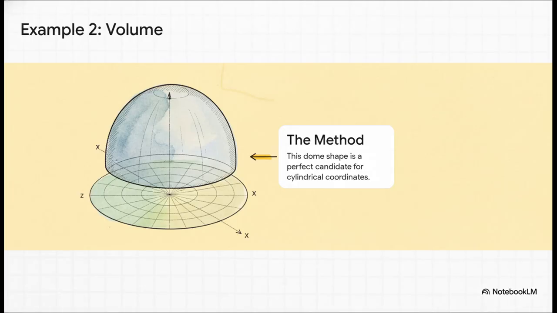Okay, ready to level up? Let's try something a little more interesting. We're going to find the volume of a solid that's sitting on the floor, the xy plane, and it's capped by this beautiful dome shape, the paraboloid z equals 16 minus x squared minus y squared. This is a perfect job for cylindrical coordinates.